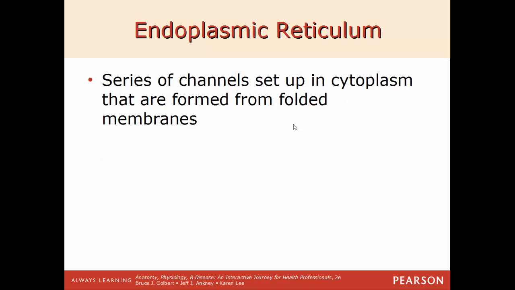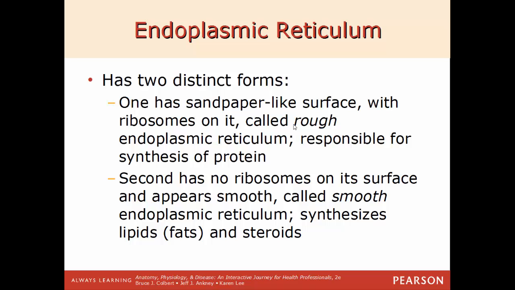Alright, the next structure we'll talk about, the ER, Endoplasmic Reticulum. This is a series of channels that are set up throughout the cytoplasm that help move material around the cell. There are two distinct forms of the ER. You have smooth and you have rough ER. One is called the rough ER because it looks rough. It looks like you were to sprinkle pepper on these tubings throughout the cytoplasm. So it looks rough. So on the rough ER, this is the site that is responsible for protein synthesis.